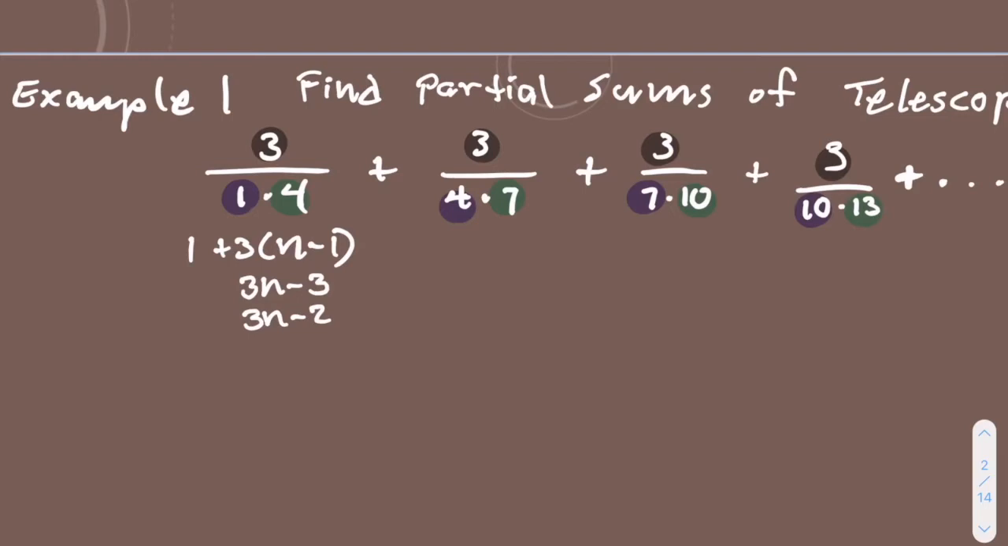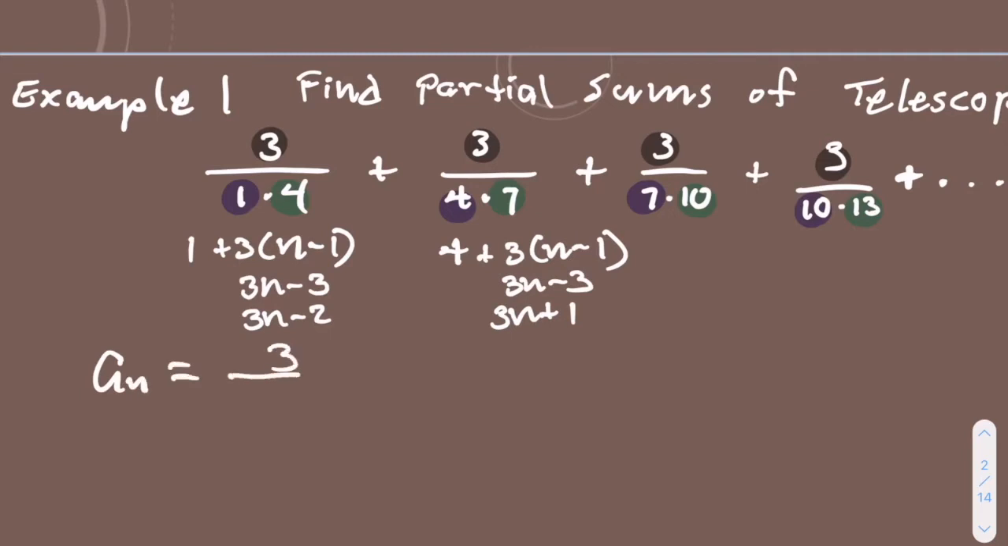And the 4, 7, 10, and 13, that's also an arithmetic series, starting with 4 and having a common difference of 3. So let's write that one down. We've got 4 plus 3 times n minus 1, and that becomes 3n minus 3. 4 minus 3 is 1, so this becomes 3n plus 1. So we can rewrite this expression now as the a sub nth term is going to look like this. It's going to start with a 3 on top, and it's going to have 3n minus 2 times 3n plus 1. And there's our a sub nth term.